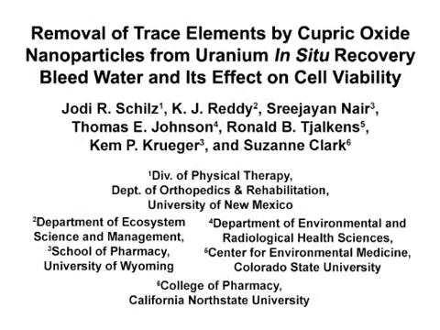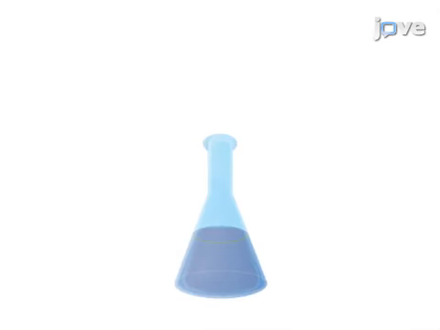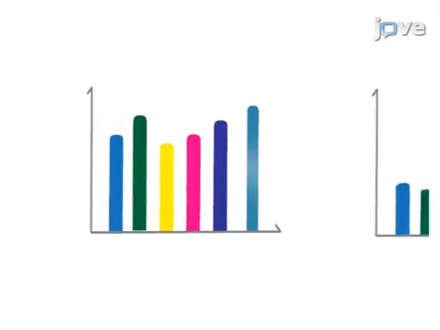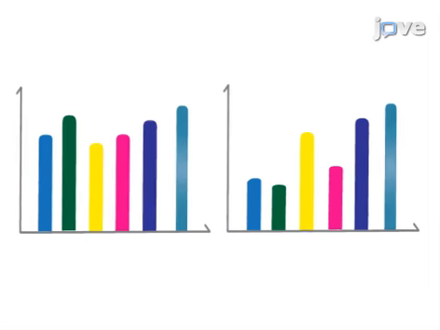The overall goal of this procedure is to examine cupric oxide nanoparticle treatment as a contaminant removal process in production bleed water and to evaluate its cytotoxicity using cultured human cells. This is accomplished by first treating production bleed water with cupric oxide nanoparticles. The concentration changes of individual elements are evaluated before and after treatment.